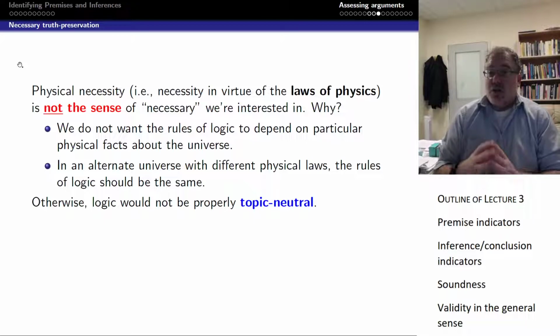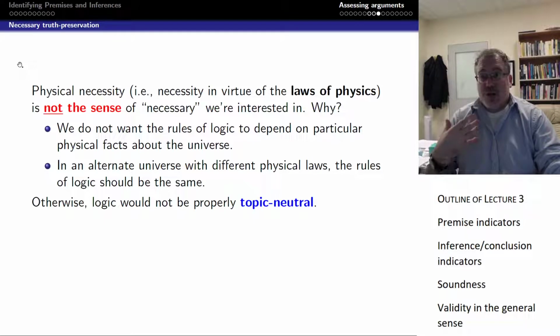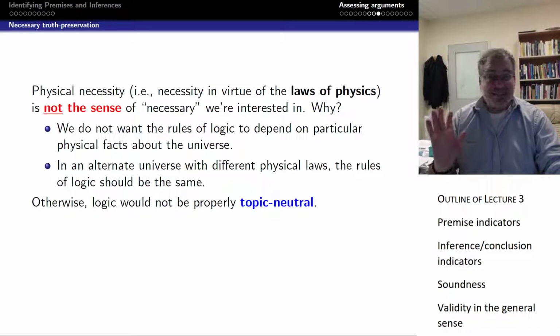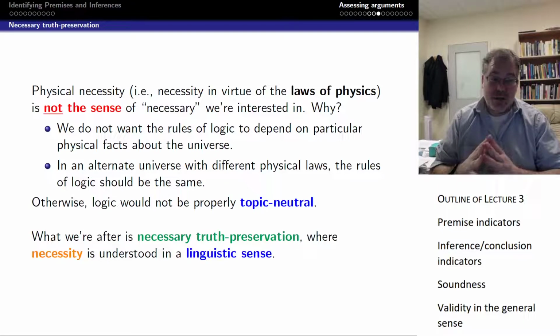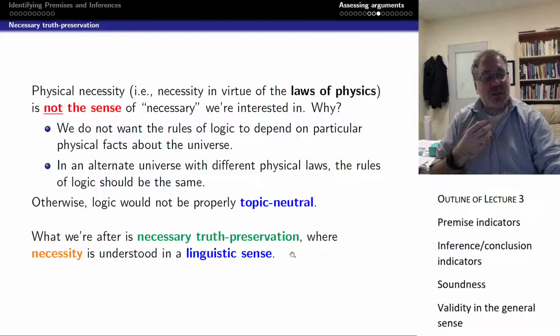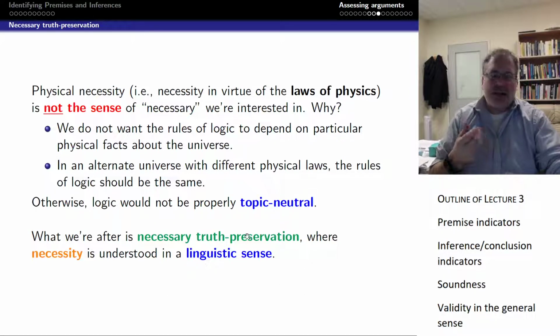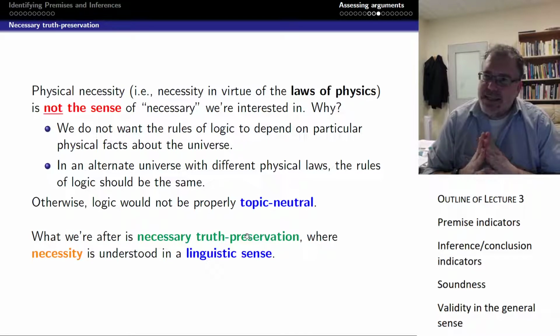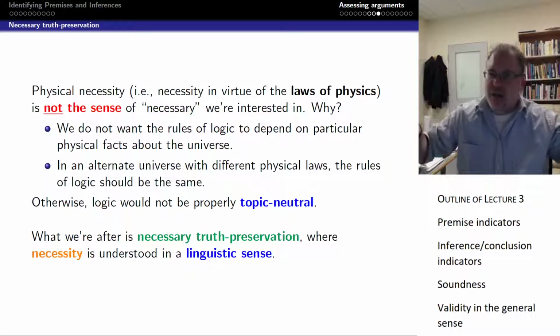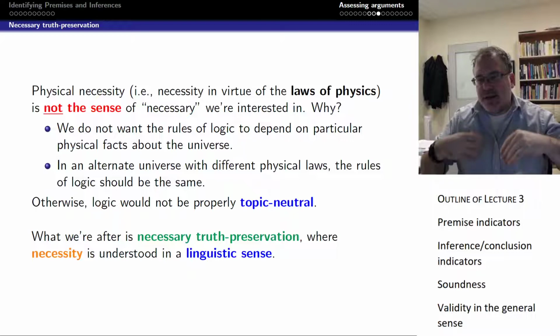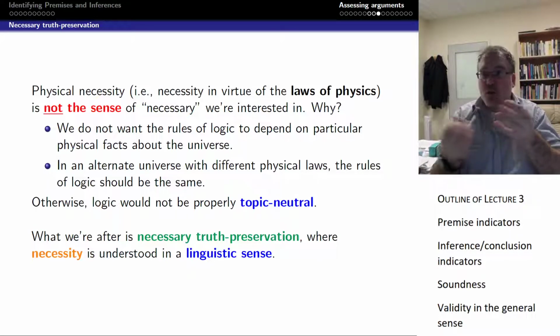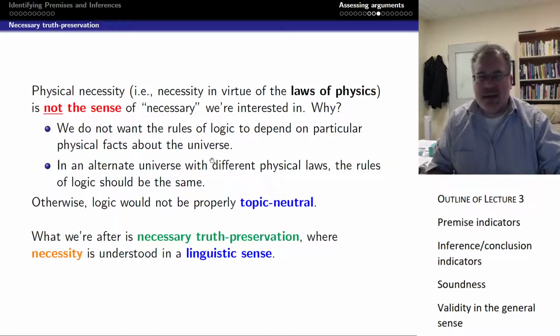Okay? So when we're asking whether the conclusion necessarily follows from the premises, it is not in the sense of physical necessity whatsoever. We want it to be in a linguistic sense of necessity. That is to say, a sense that depends not on facts about the world, but rather just on facts concerning what the words mean and how they are connected with each other.